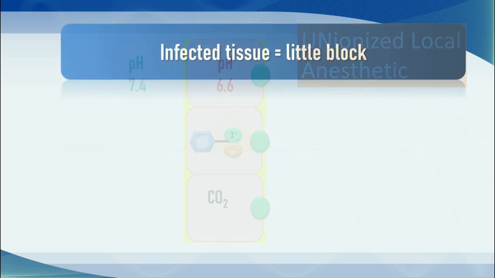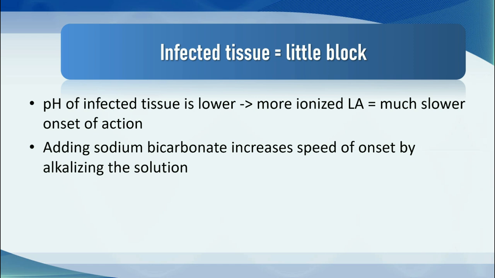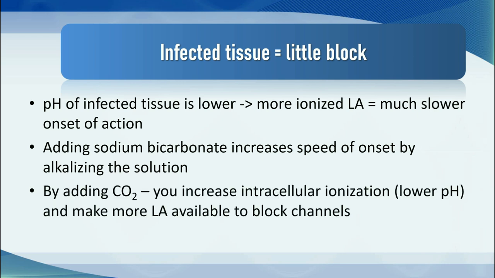To summarize that, in a situation where you have infected tissue and you suspect that there's going to be a problem with the block, the pH of the infected tissue is lower, so there's more ionized local anesthetic and a much slower onset of action. By adding sodium bicarbonate, that will increase the speed of onset by alkalizing the solution and increasing the unionized fraction of the local anesthetic.